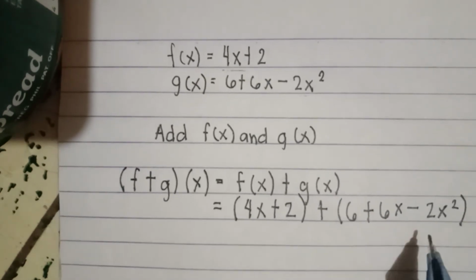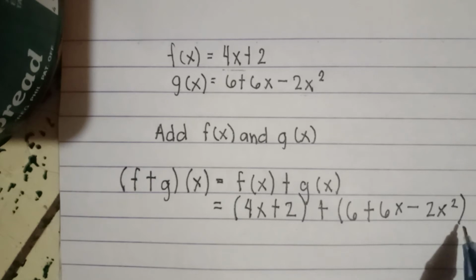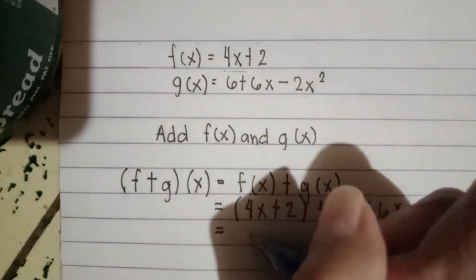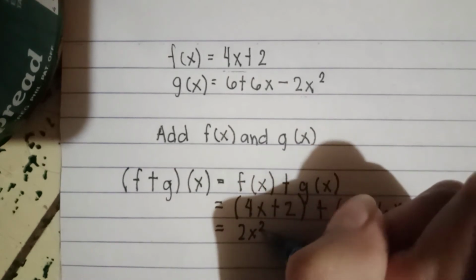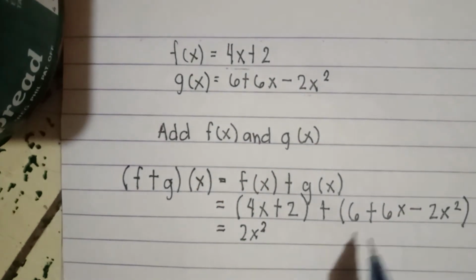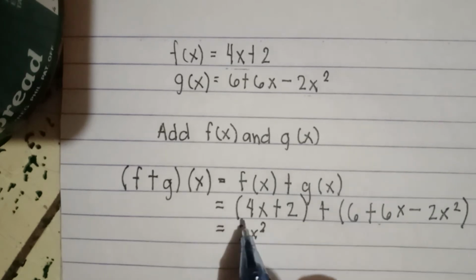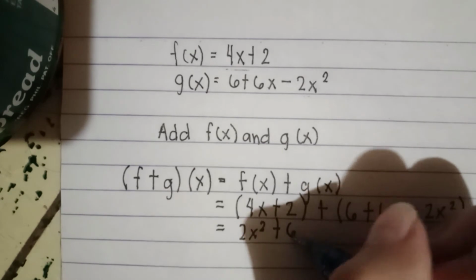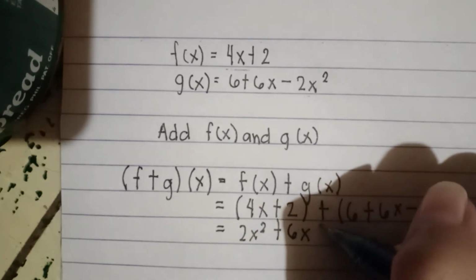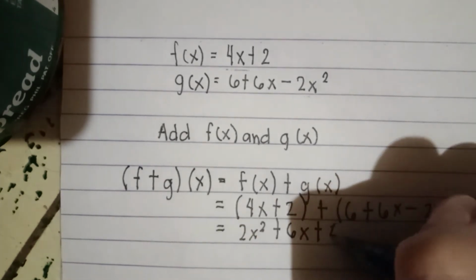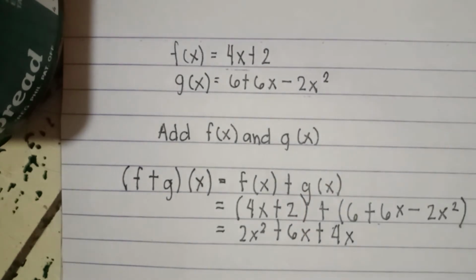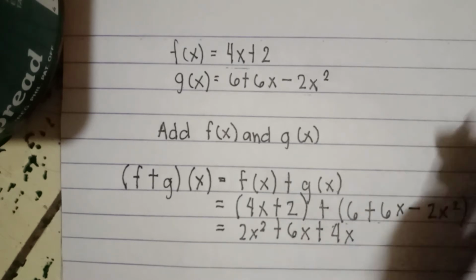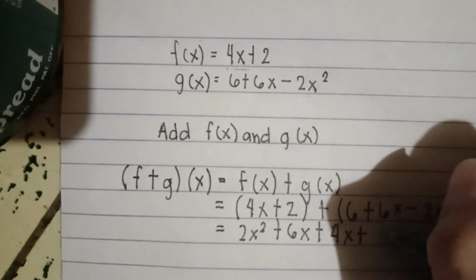Now let's group the similar terms. Since negative 2x squared doesn't have a similar term, let's just bring it down. So, 4x and 6x, plus 6 plus 2.